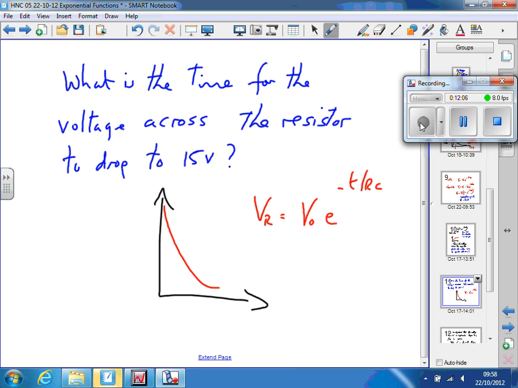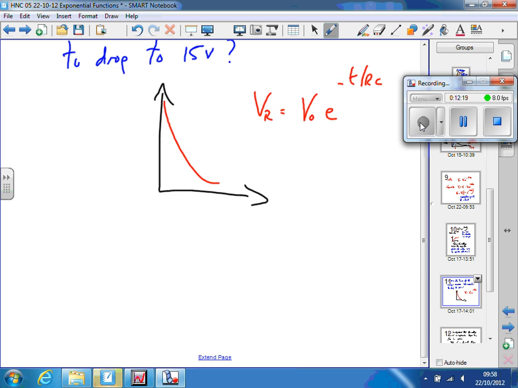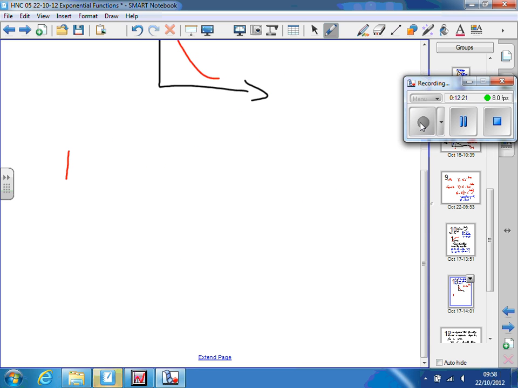And that formula you should be very familiar with. What's the time for the voltage across the resistor to drop to 15 volts? Well, how easy is that? Because we've done this sort of rearrangement before. We've got to rearrange this formula now for t. So, rearrange V equals V naught e to the minus t over RC for t.